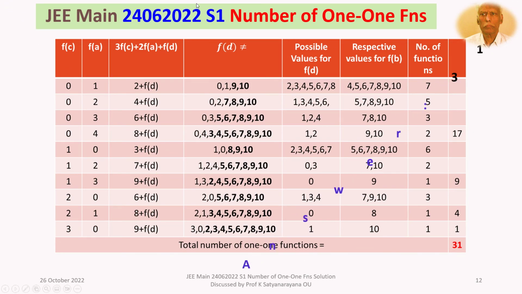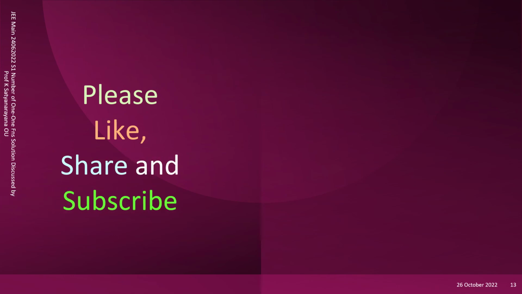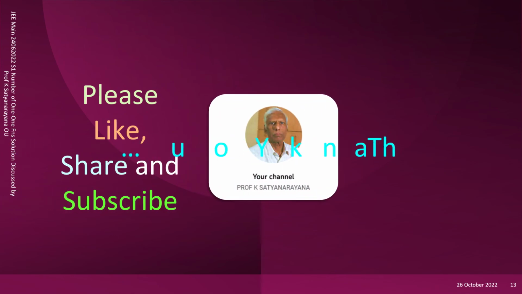So our final answer is: the number of one-to-one functions from the set {A, B, C, D} to the set consisting of 0, 1 to 10, satisfying 3 times f(C) plus 2 times f(A) plus f(D) equal to f(B), is 31. So that is the discussion of the solution of the given problem, and it is to count the number of one-to-one functions in a given scenario.